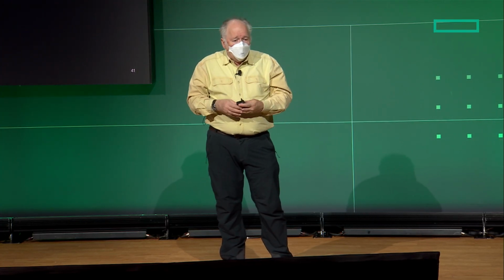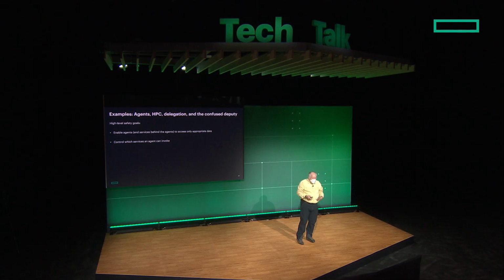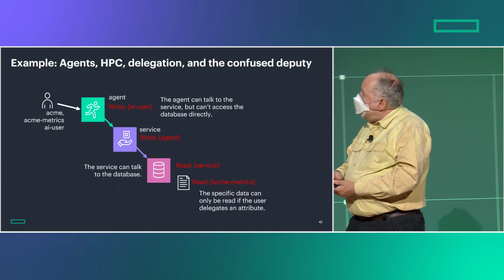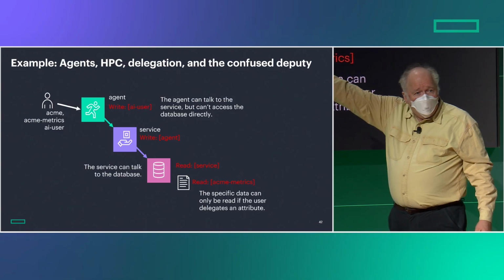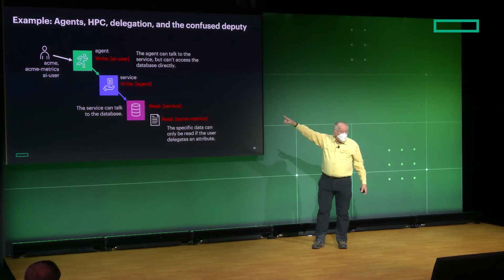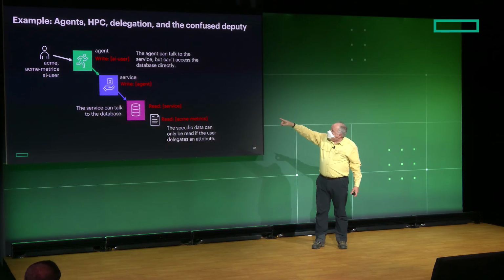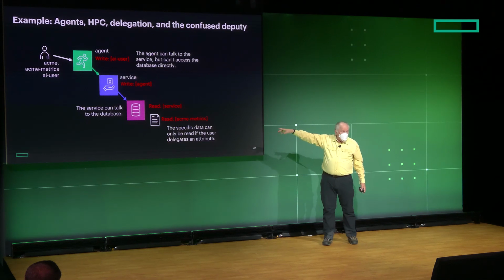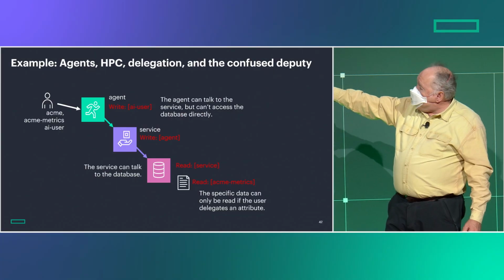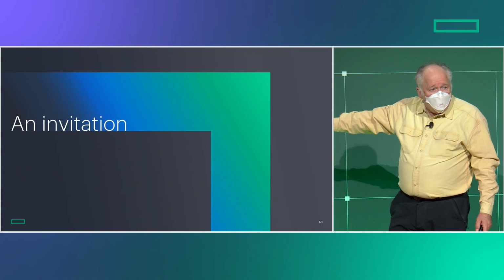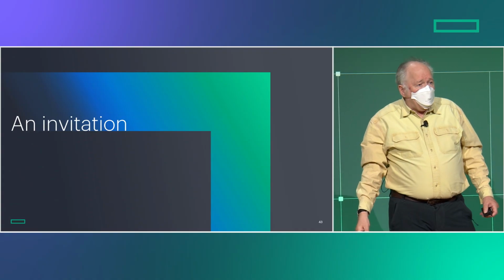But moments later, when somebody else makes a query, they could delegate other attributes so the system could see their data, but not mine. The way that works is I have a bunch of attributes. I come in on the left. The agent has also some attributes, and it can talk to the service. I cannot talk to the service directly. The service can talk to the database or the directory, but the specific data can only be read if I delegate those attributes down in.